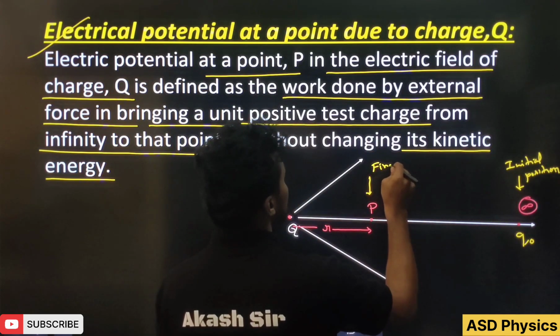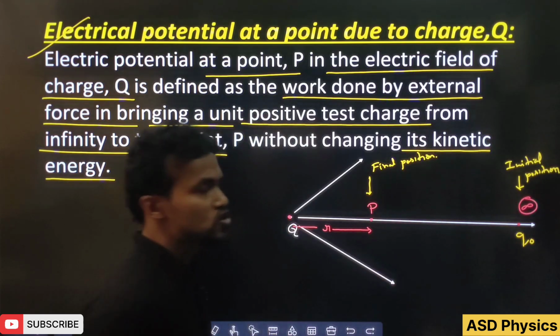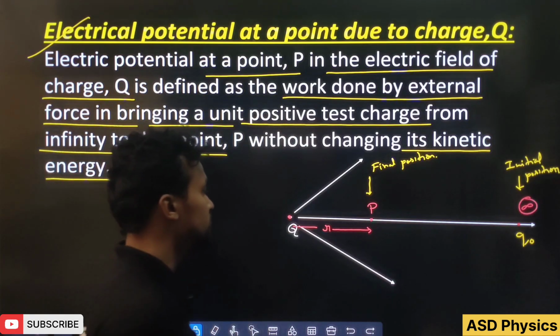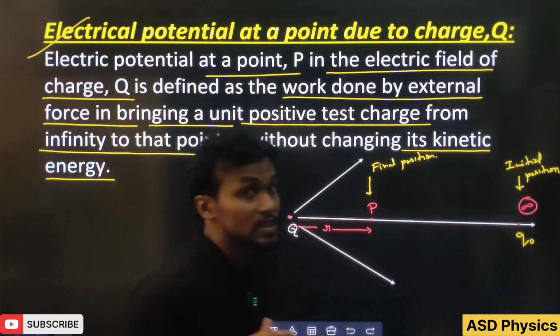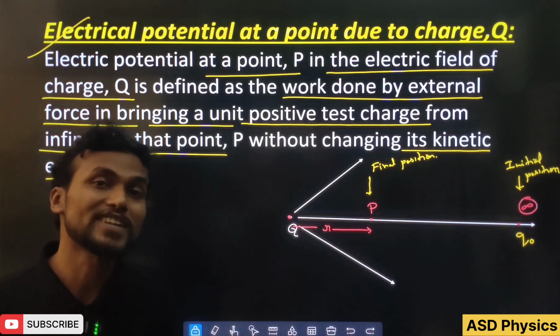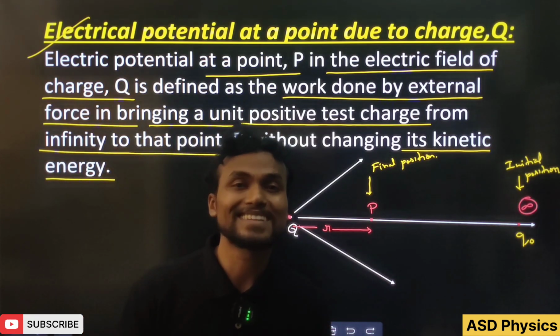This P is the final position, okay. So students, when you observe, you can see very well the distance between the charge capital Q and small q naught keeps on changing. You know the electrostatic force formula, na? K Q1 Q2 by R square. So the distance between the charges is changing.